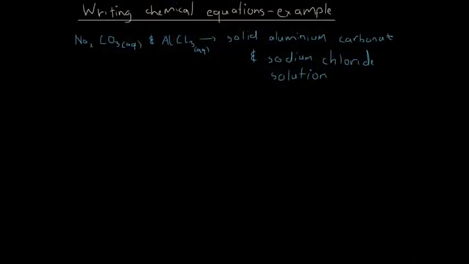Alright, so now what we're going to do is an example for how to write a chemical equation. Here we've been told about a reaction that occurs between sodium carbonate and aluminium chloride, and that it produces solid aluminium carbonate and sodium chloride solution. So we've been given the reactants here. The first thing that we have to do is work out the chemical formulae for the products.